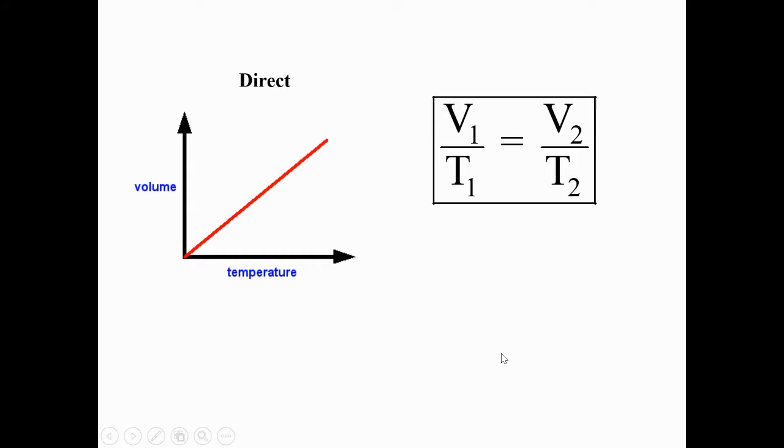The equation that we use to relate volume and temperature is V1 over T1 equals V2 over T2. Again, V stands for volume, T stands for temperature, and the critical thing is the temperature must be in Kelvin. From an earlier lesson, we learned that if we know the temperature in Celsius, we can get Kelvin by adding 273.